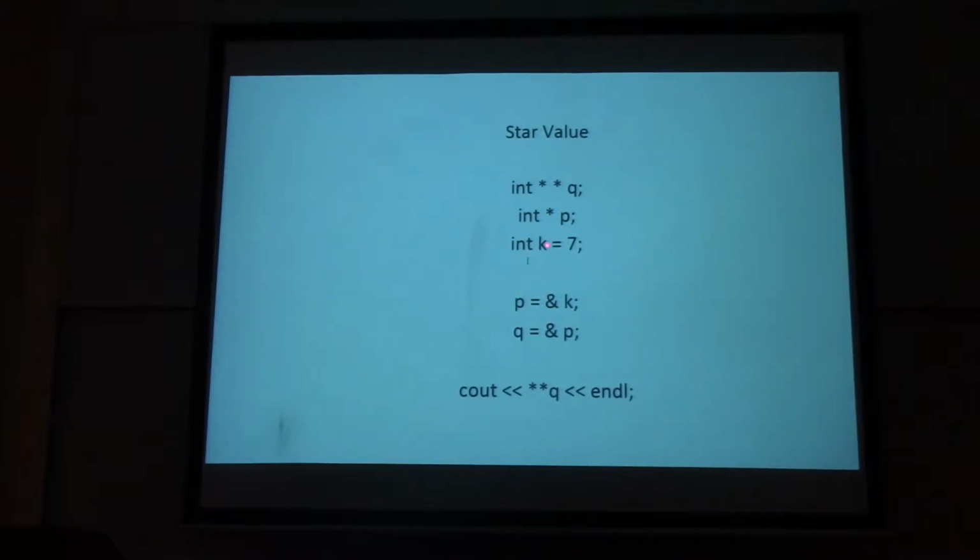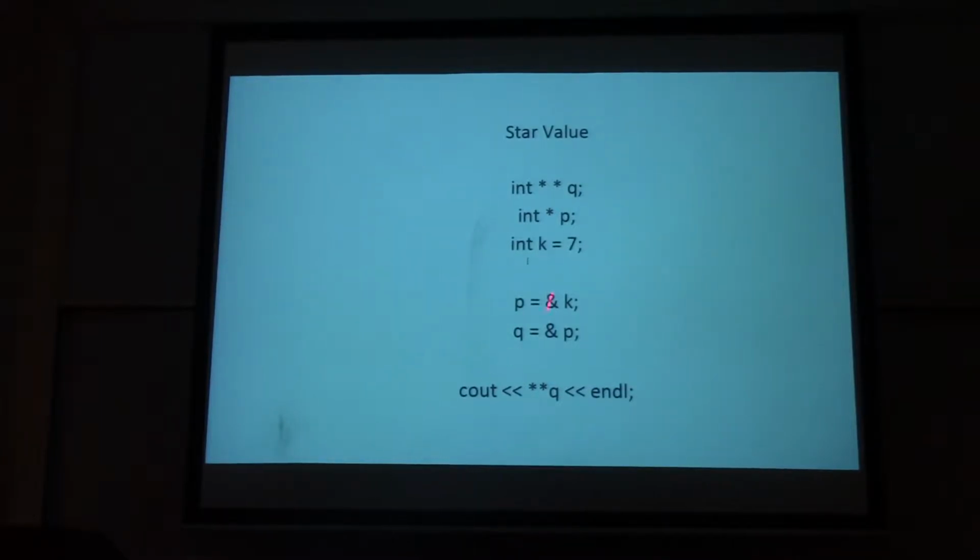K is an identifier. What type is it? It's an int, and it's initialized at 7. So you can imagine K is a memory location with a value of 7. Now, the address of K is being assigned into P. So P is pointing at K. It means that the value of P is the address of K.